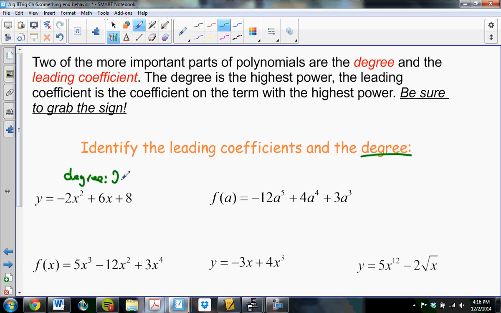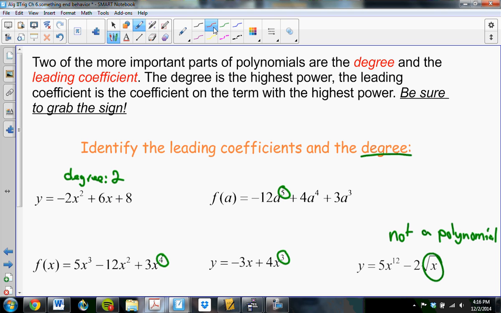Because the highest power is 2. This polynomial has a degree of 5. This polynomial has a degree of 4. Notice that didn't come first, but that's still the degree. It's the highest power. This has a degree of 3. This actually does not have a degree of 12. It's not a degree of 12 because this isn't a polynomial. It's not a polynomial because of this action. So even though that 5x to the 12th is important and tells me things about it, it still isn't technically a polynomial because of that distinction there.